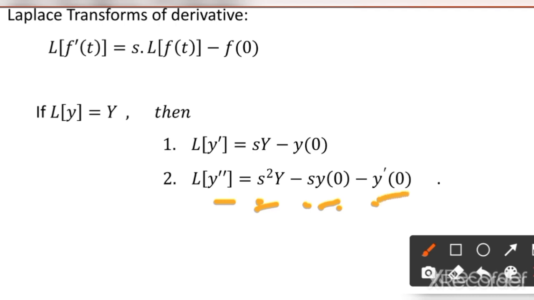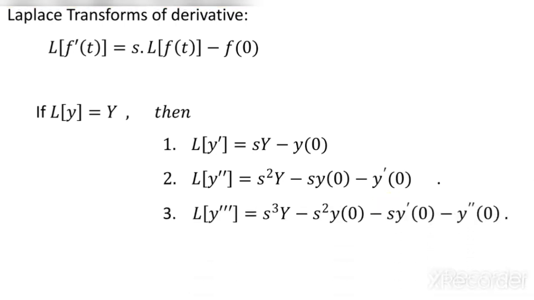So can you guess now what will be the result for y triple dash? The Laplace transform of y triple dash is s cube capital Y, that is the Laplace transform of y of t, minus s square y of 0 minus s y dash of 0 minus y double dash of 0. Correct? By applying these results, I can find the solution for a given differential equation. So how can we solve the differential equation?